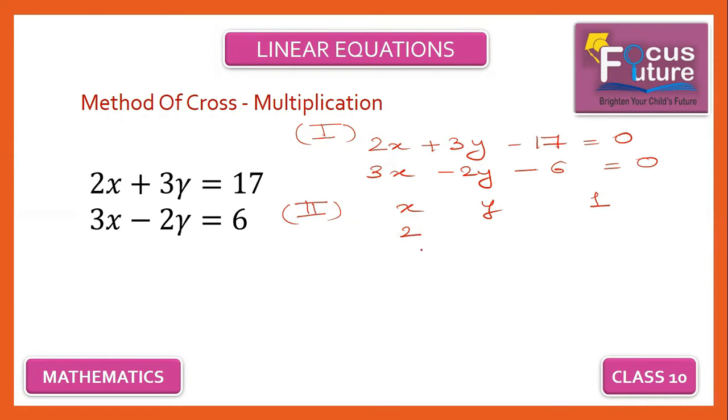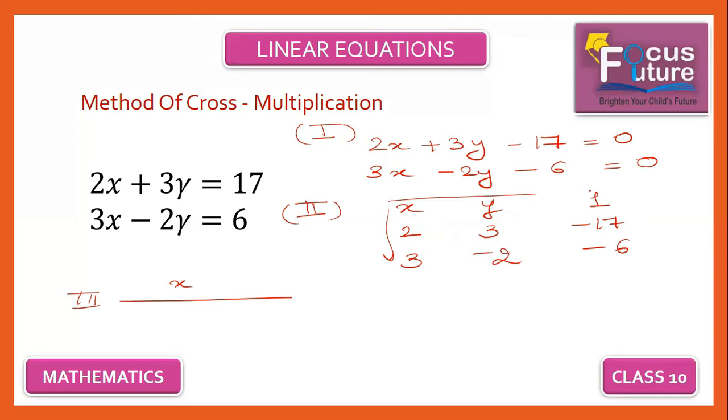In first equation you have 2, in second equation you have 3. Coefficients of y, in first equation you have 3, in second equation you have minus 2. Constants, minus 17 and minus 6. Now just cross multiply. Step number 3. Step number 3 was x divided by, leave this column and this row.